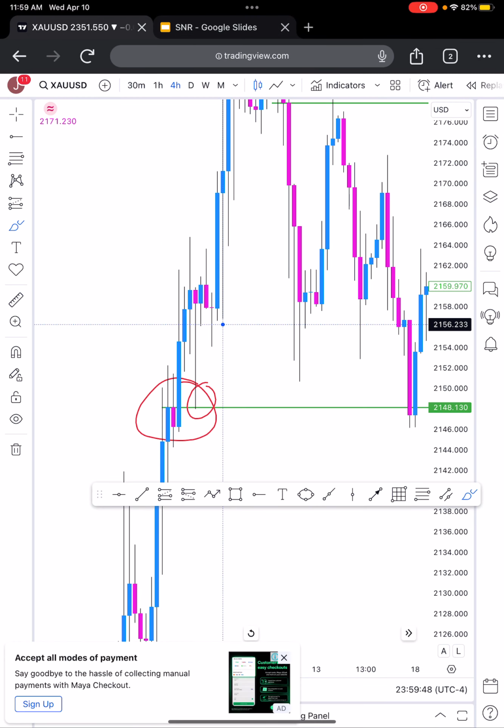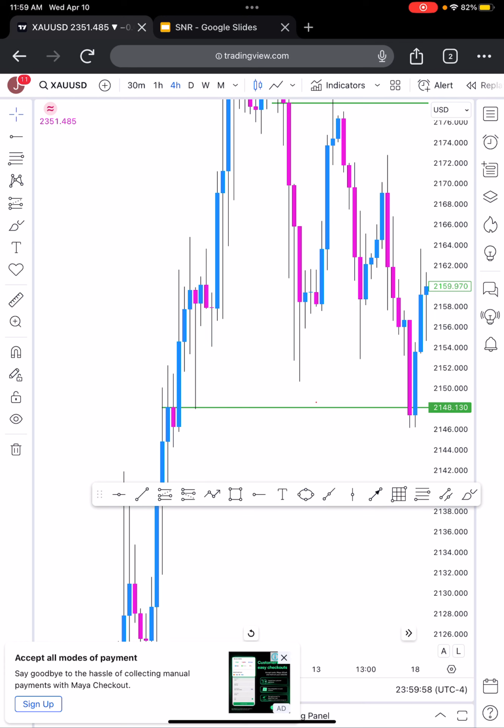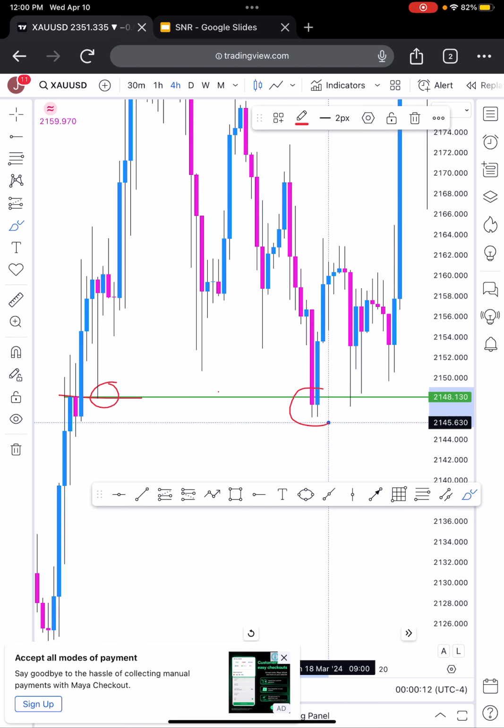Now, one more thing is for fresh and unfresh. So this level would be considered not fresh only because of the fact that it touched here. So this made this level not fresh. However, what makes it fresh again is a body closing. So if you can see here, this candle closed through it, right? It broke the level. So when it broke the level, it broke as a resistance, then it broke as a support. So then it's able to be used again as a support level. So that's why that happened.